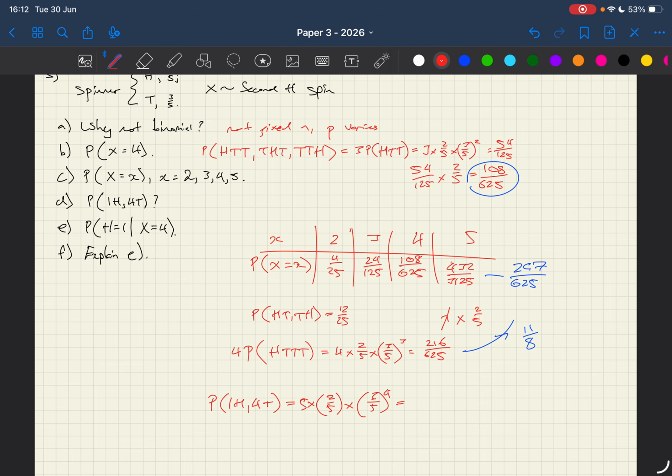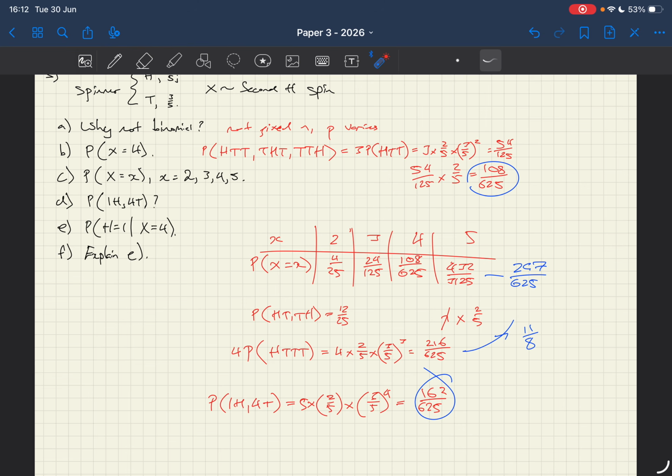So doing that, what do we get? 5 times 2/5 is 2, yeah. 2 times 3/5 to the power of 4. I get 162 on 625, which is the same as the mark scheme. So yeah, I'm thinking what I've done here is correct. Do you know what I mean? I think everything I've done so far has been right. I think it might be just one little mistake in that bit.